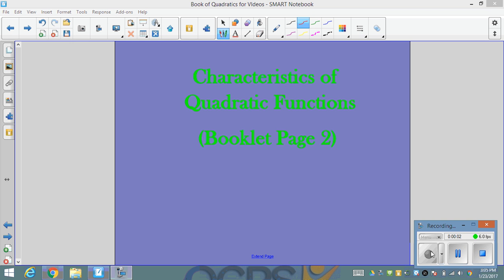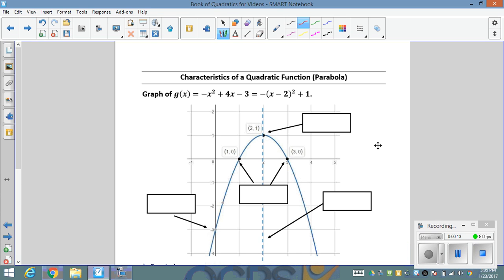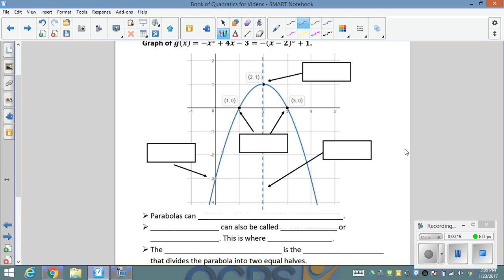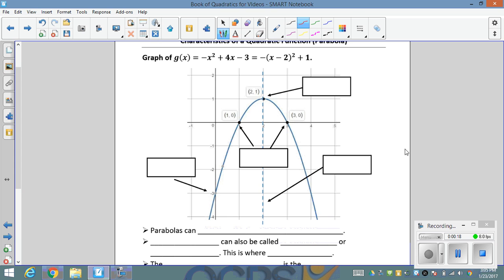In this video, we're going to talk about the characteristics of quadratic functions. We're going to look at parabolas and define a couple of the key features. You are going to take your notes in your booklet on page 2. So we're going to take some notes on our definitions here and then refer back to our equation.